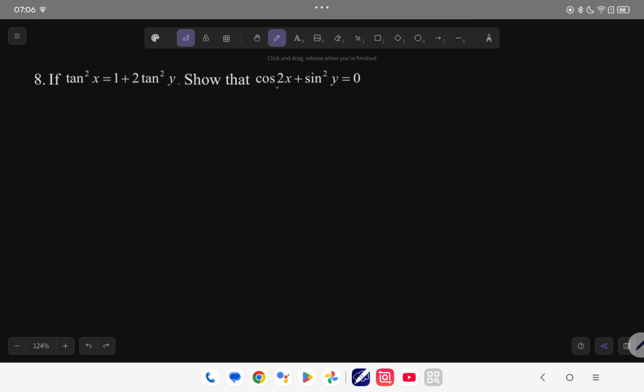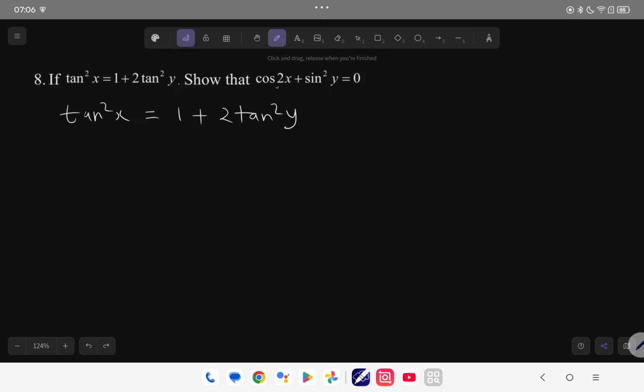So let me begin with that straight away. I will have tan squared x. Let me first try this. Tan squared x is equal to 1 plus 2 tan squared y. Now I am thinking of another shorter way to arrive at my answer. How can I bring that? Because it to me looks to be a simpler method.